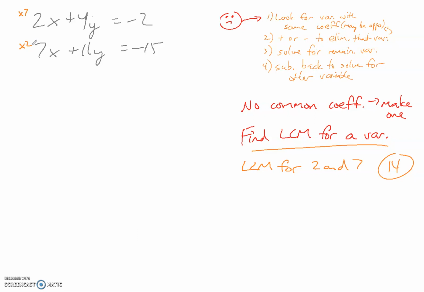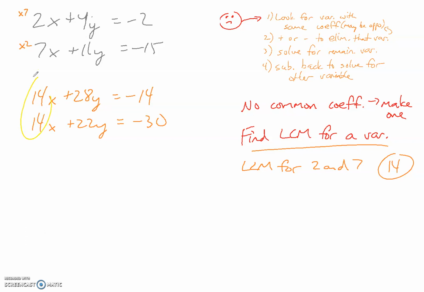So I'm going to take my top expression and multiply everything by 7. That's going to turn it into 14x plus 28y equals negative 14. Now I'm going to multiply my bottom expression, everything, by 2. So this would be 14x plus 22y is equal to negative 30. All right, now I've got matching coefficients.